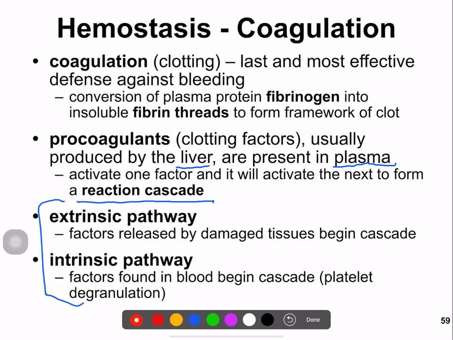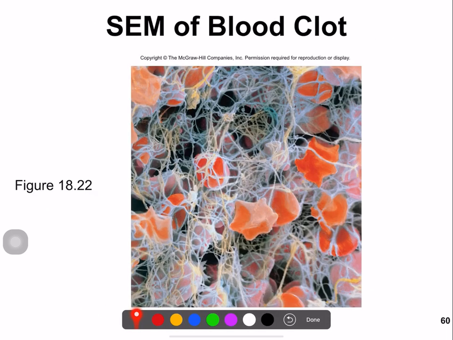Now, there are two ways to initiate this, and the two are the extrinsic pathway and the intrinsic. And of course, the name gives you quite a big hint: the extrinsic is where we have factors released by damaged tissues. So it's the tissues. Whereas with intrinsic, the factors are found in the blood and begin the cascade. And of course, this is really tied in with platelet degranulation. This is sort of the gold standard that we want. You can see the fibrin threads. You can see how that mesh forms a backbone, how we get trapping of red blood cells, platelets, etc. And this becomes, as I said, almost a skeletal system for the forming blood clot.